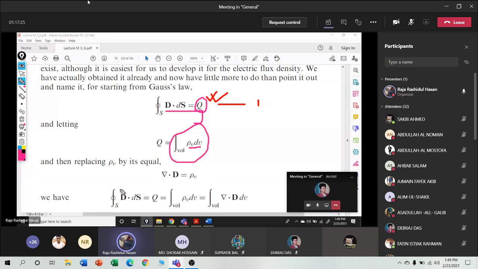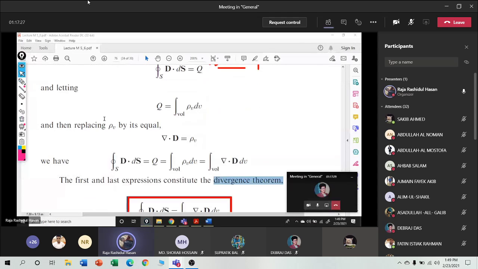তাহলে যে দেখো এখানে নিচে যাও, if you go below, then you can see d dot ds equal to q. Now q is substituting, q equal to আমরা লিখতে পারি integration of rho v dv from the second equation. Now rho v আবার কি? Rho v equal to operator dot d. তাহলে rho v will be put at operator dot d.